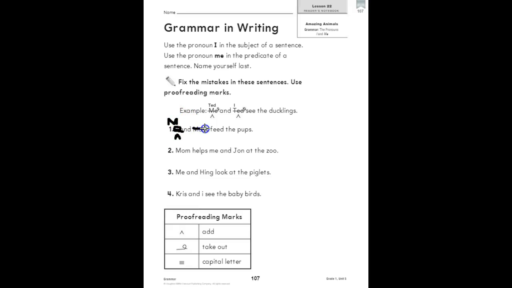And then we're going to do the same thing to Mark. We're going to loop it out. We're going to caret to add the I. So you would actually write the whole word Mark, but because it's so hard for Miss Kelly to write on the computer, I'll just make an M. So now it would read, Mark and I feed the pups. That sounds much better. All right, using the proofreading marks down here, work on 2, 3, and 4, and make sure to have your learning adult check your work.